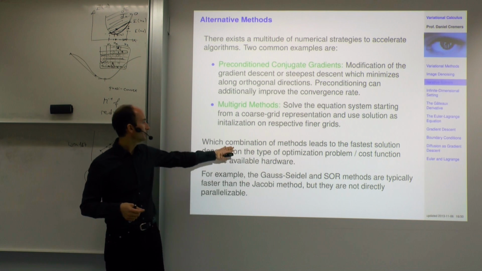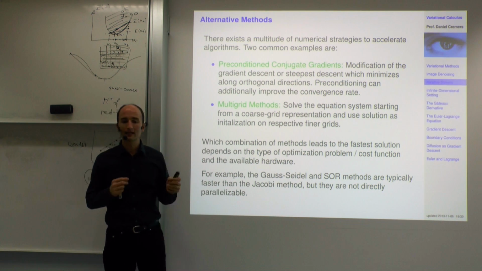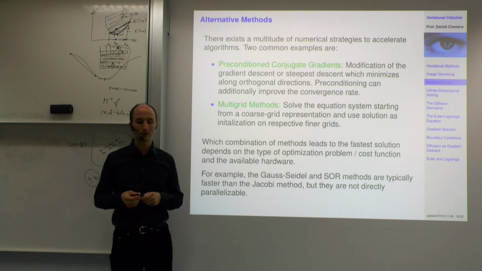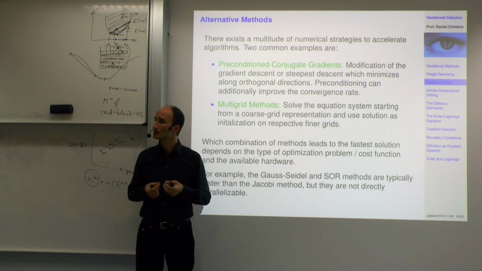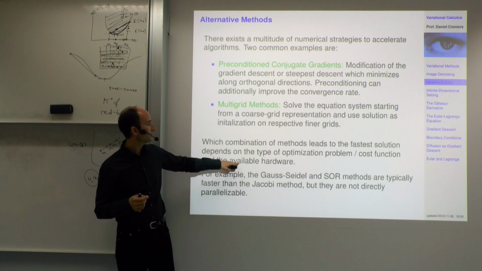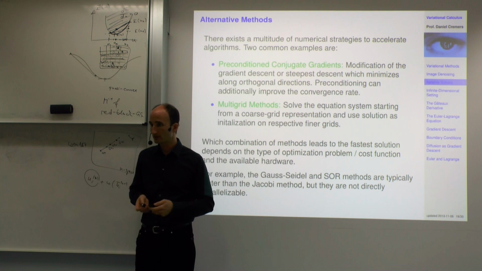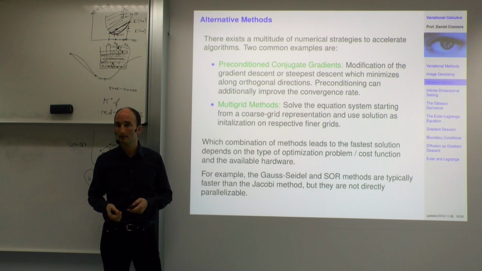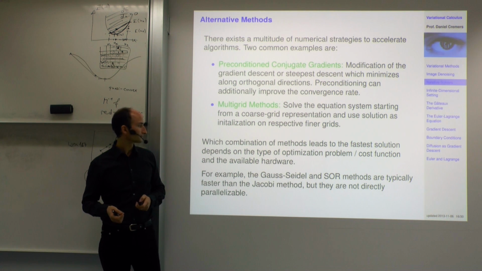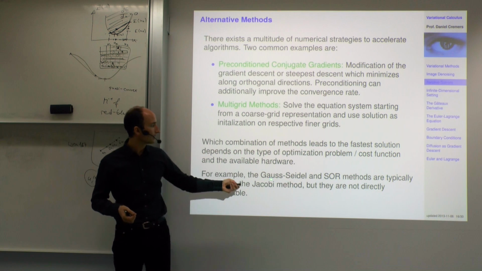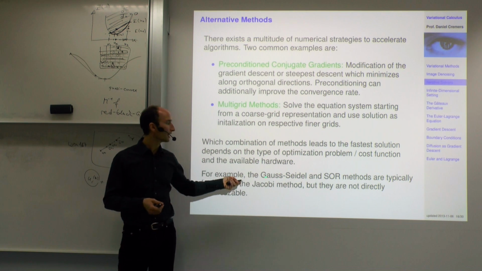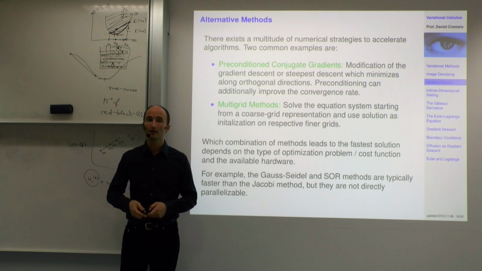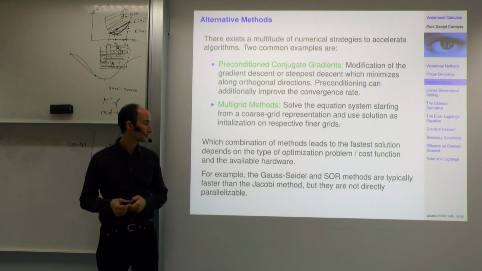And so I said here, which combination of these techniques actually leads to the fastest solution depends on what the optimization problem is, what class of cost functions we are looking at, and it depends on what hardware you have. If you have a GPU, then parallelism is important. If you don't, then it doesn't matter. So for example, Gauss-Seidel and SOR tend to be faster than Jacobi, but at least the naive Gauss-Seidel is not parallelizable. The red-black version is indeed parallelizable.